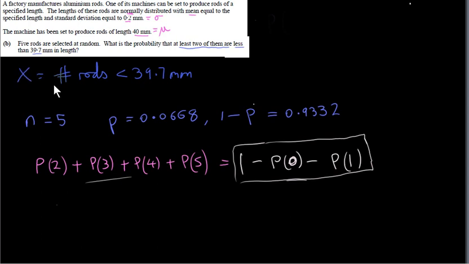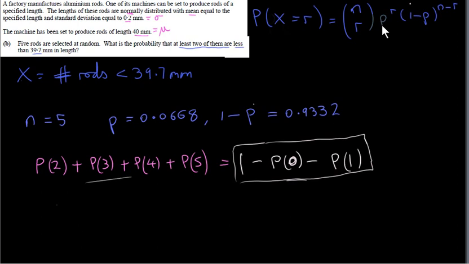So now let x stand for the number of rods that have lengths less than 39.7 millimeters. Now this is a different x from the previous x. The previous x referred to a length. Here x refers to the number of rods out of 5 rods that have lengths less than 39.7 millimeters. The binomial distribution says that the probability that x equals r is nCr p to the power of r times 1 minus p to the power of n minus r.